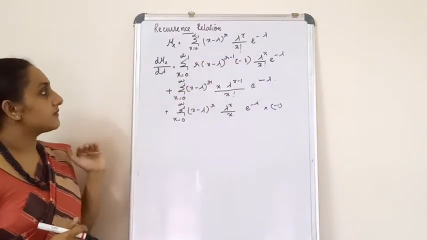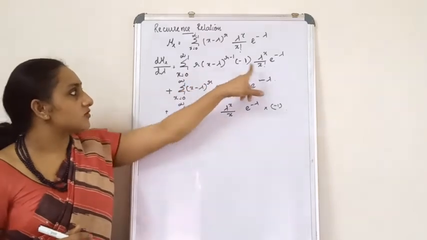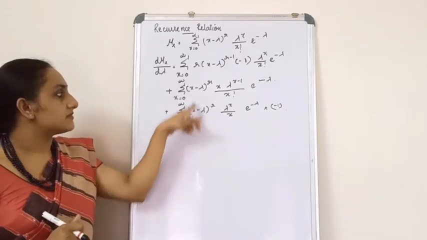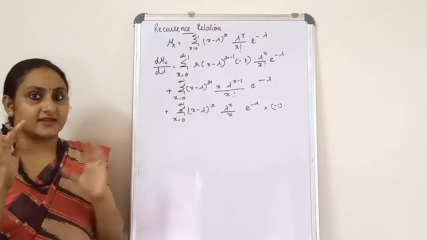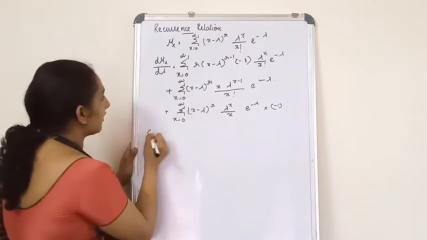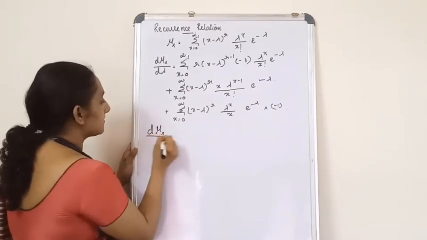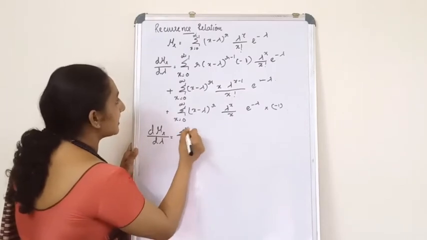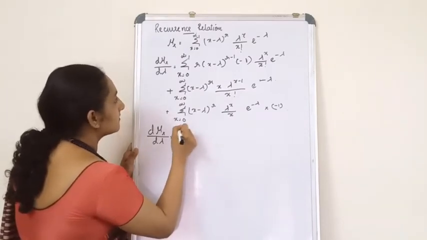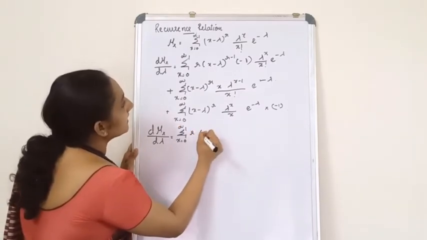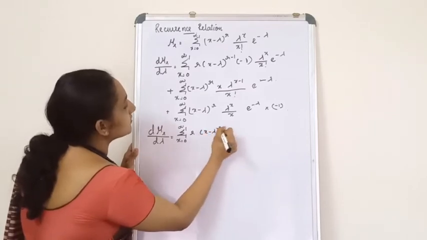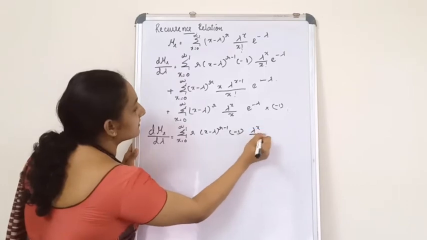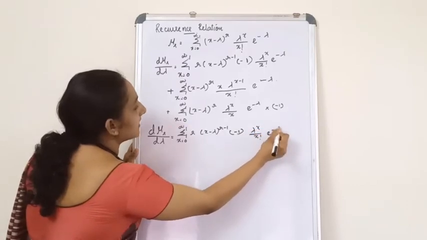Now our next step will be: I'm going to keep the first term as it is, and I'm going to club these two terms, the second and the third term. So let's see what we'll get. The first term, as I said, I'm keeping as it is: r into (x minus lambda) the whole raised to r minus 1 into minus 1, lambda raised to x by x factorial e raised to minus lambda.